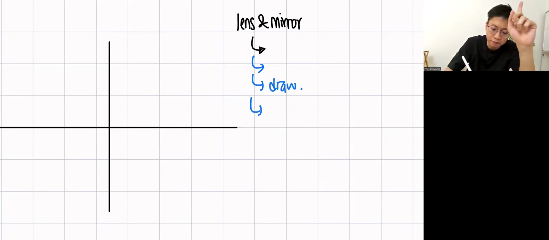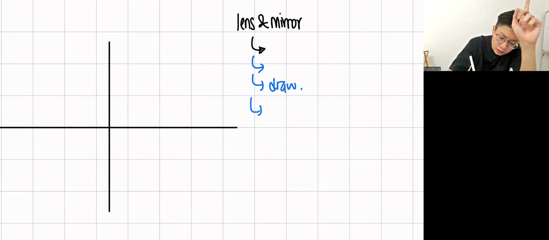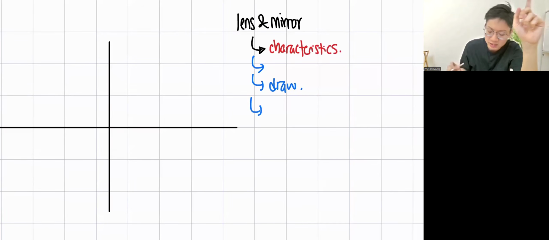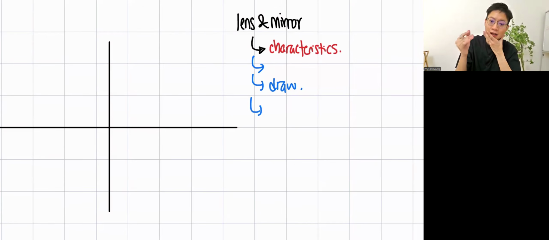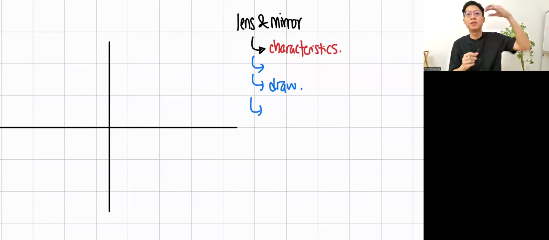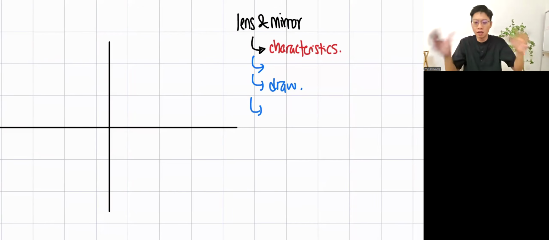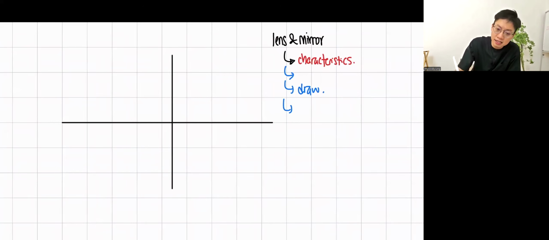We don't start from drawing. So the first and the most important step is you need to learn how to check characteristics first. Characteristics means that if I say where my object is, you have to tell me whether my image will be bigger, smaller, or larger. So the first thing, let's focus on characteristics first.